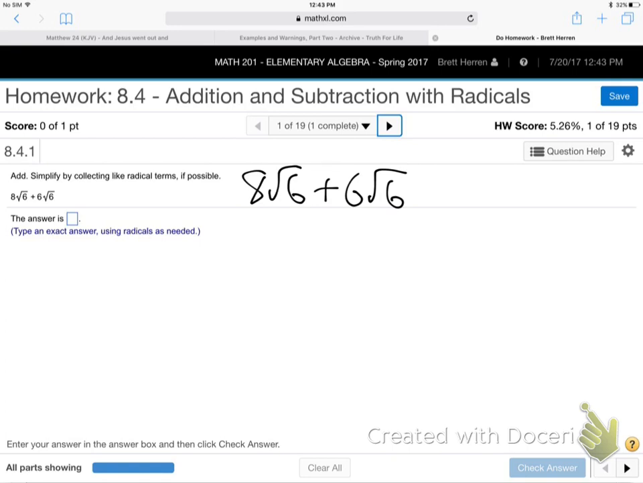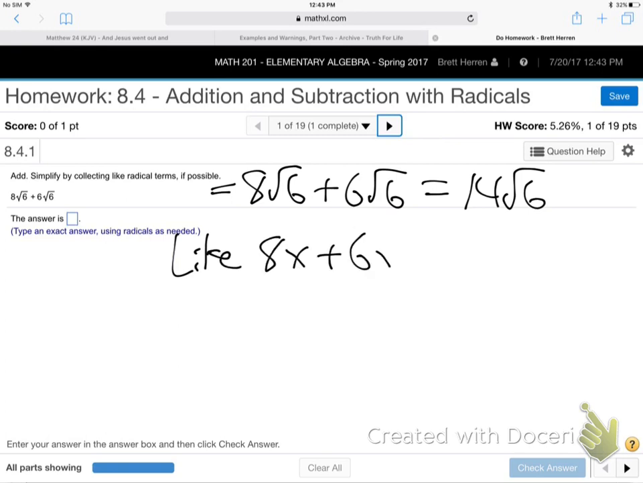So how do we add and subtract roots? Just add the numbers in the front. It's going to be 14 root 6. It's like 8x and 6x. Does that make sense? It's just like terms.